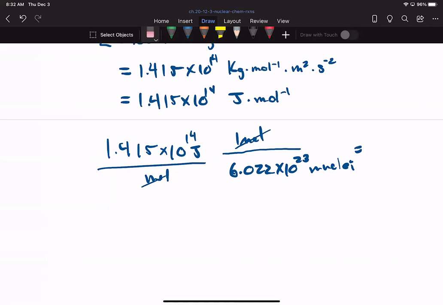And what did we get? Anybody verify it for me? Let's see, I got 2.35 times 10 to the negative 10. There we go.